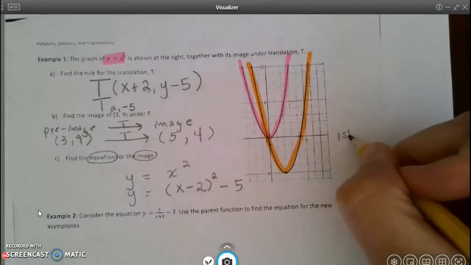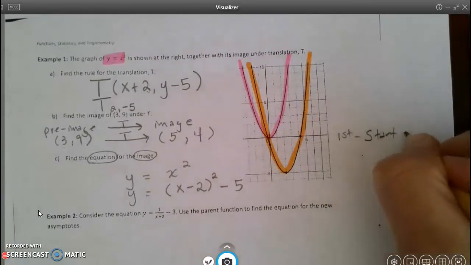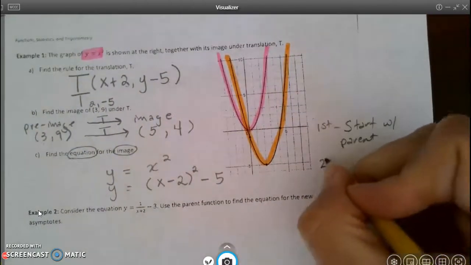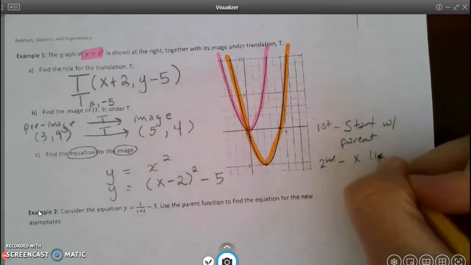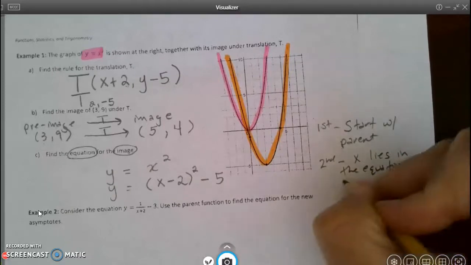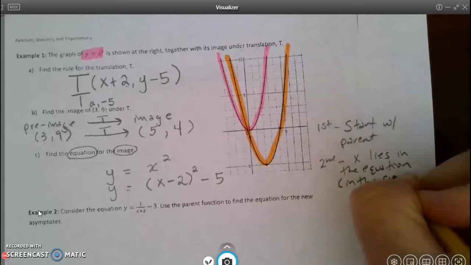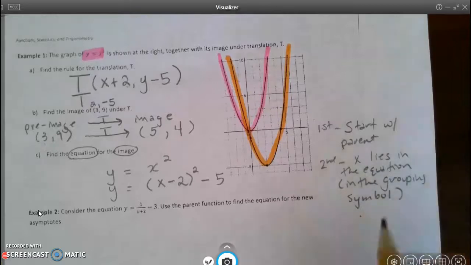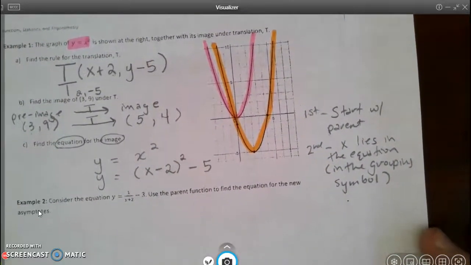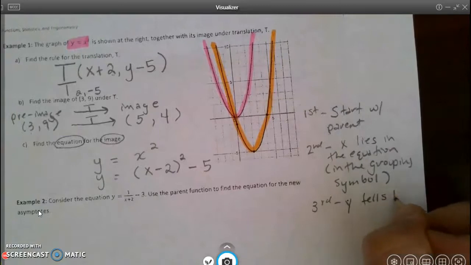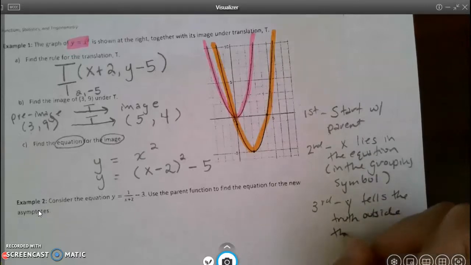Right, so let's talk about how we wrote this equation. The first thing we did is we started with the parent. And then x lies in the equation. And remember, in the grouping symbol, which is why I put the x minus 2 inside of the grouping symbol. And y tells the truth outside the grouping symbol.